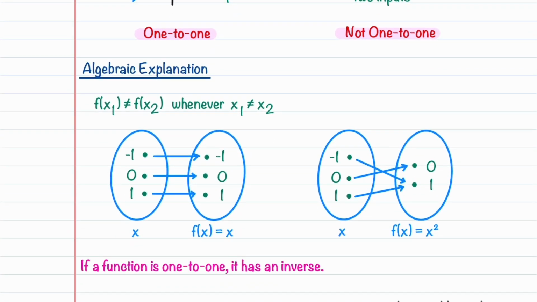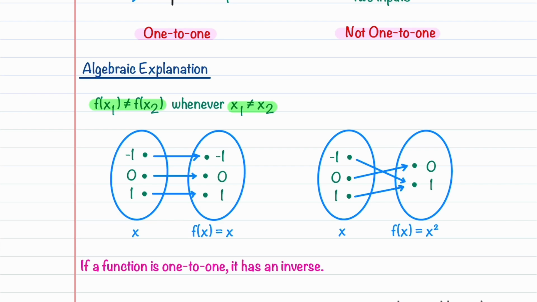Let's now look at this from an algebraic standpoint. Algebraically, when a function is one-to-one, we say that f of x1 is not equal to f of x2. That means the two output values are not the same whenever the two input values are not the same. Let me show you on this diagram what this really means.